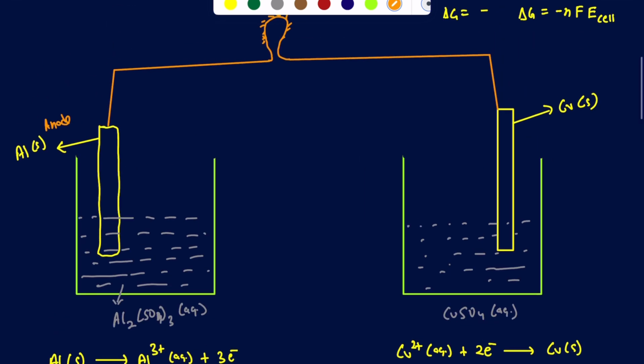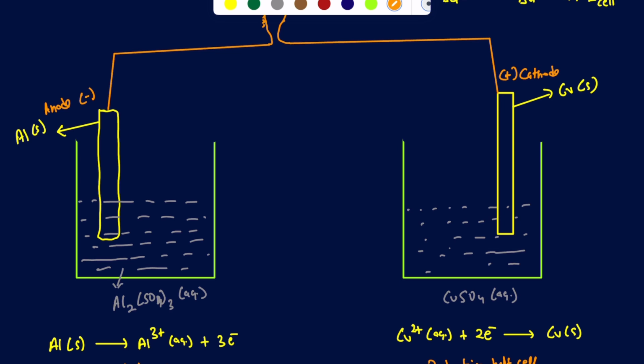The electrode on the right side is going to be the cathode, or the reduction one is going to be the cathode. This anode is going to be the negative terminal of the battery, and the cathode is going to be the positive terminal of the battery. So make sure you know your terminals, make sure you know your anodes, cathodes, and all that.